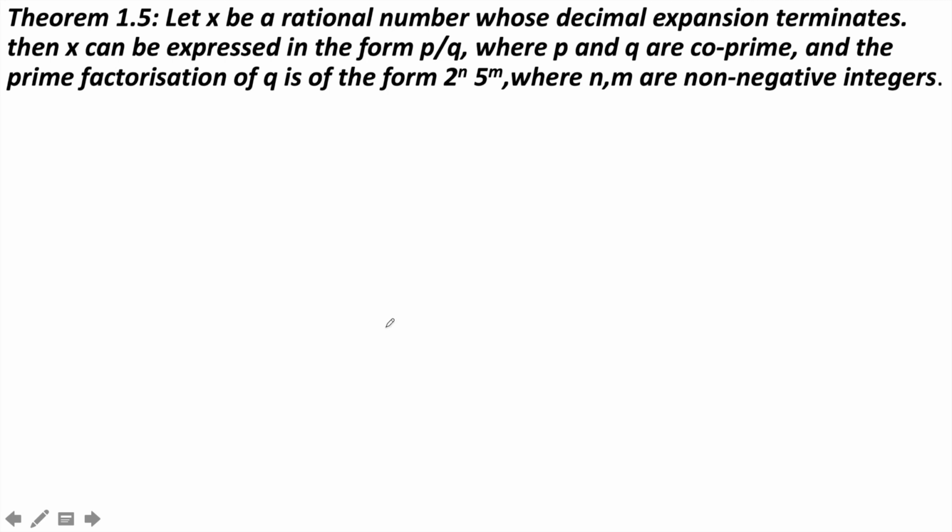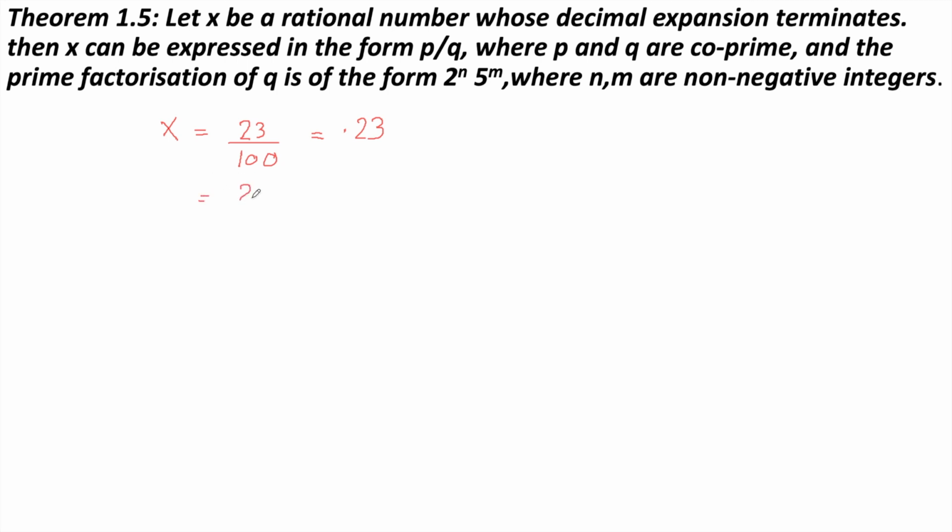Come back to our theorem. Then let x be a rational number whose decimal expansion terminates. If x is a rational number, how can we represent that? As a fraction. So I take as an example 23 by 100 here, whose decimal expansion terminates. Then x can be expressed in the form p by q, where p and q are coprimes, and the prime factorization of q is of the form 2 raised to n, 5 raised to m.